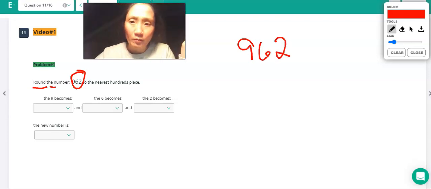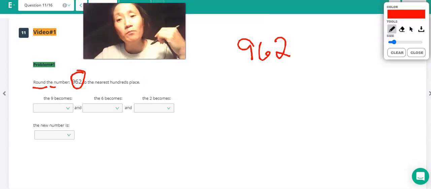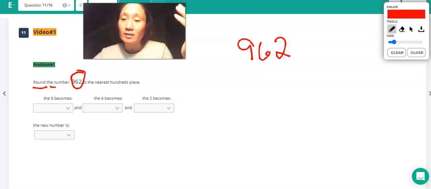Please grab your paper, your pencil, your whiteboard, your marker, and do this with me, because it's easier if you do it with me. You get better, faster. So you have the number 962.